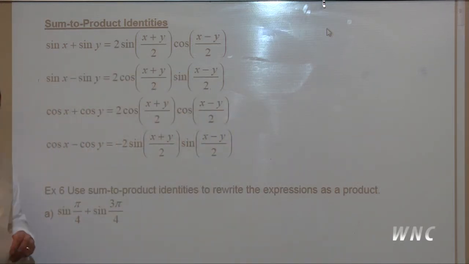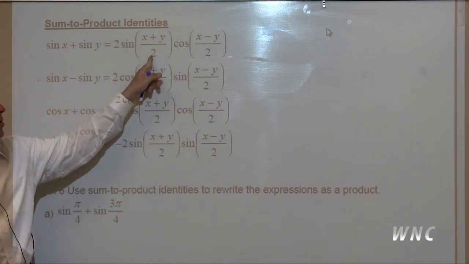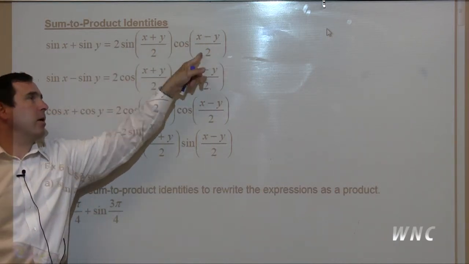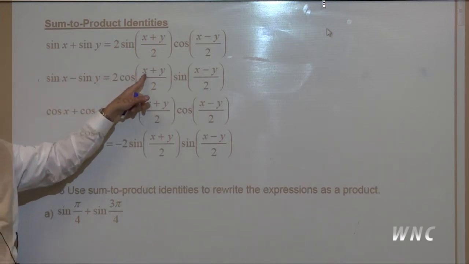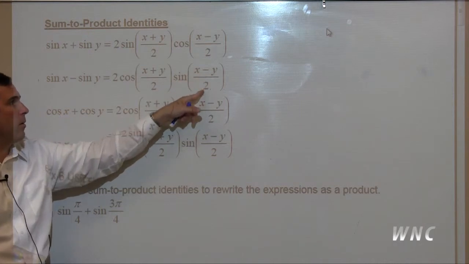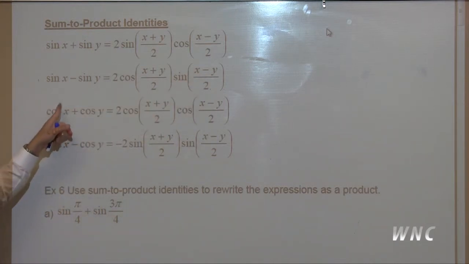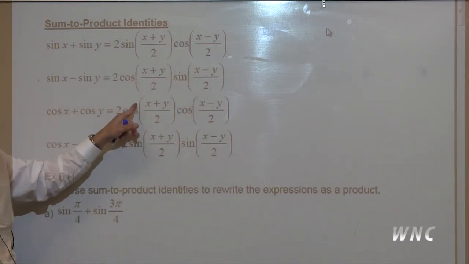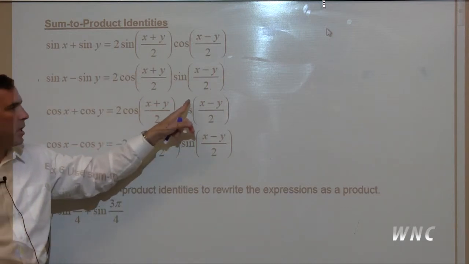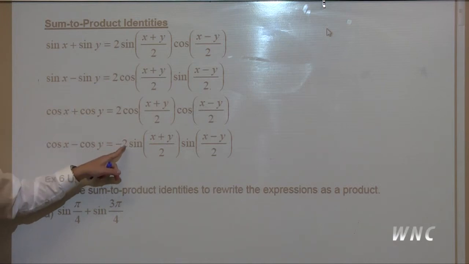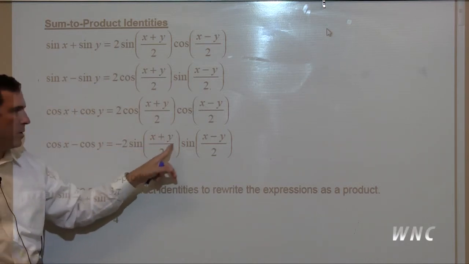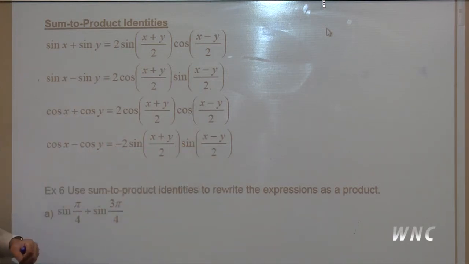Sine of x plus sine of y equals 2 times sine of x plus y over 2 times cosine of x minus y over 2. Sine of x minus sine of y is 2 cosine of x plus y over 2 sine of x minus y over 2. Cosine of x plus cosine y is 2 cosine of x plus y over 2 cosine of x minus y over 2. And cosine of x minus cosine of y is negative 2 sine of x plus y over 2 sine of x minus y over 2.